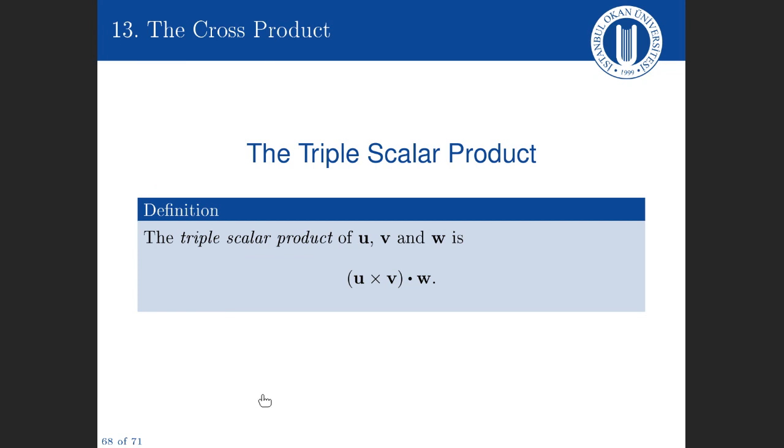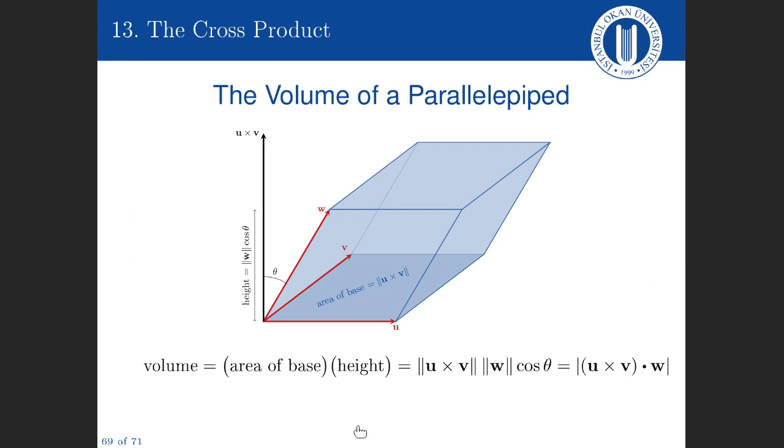One final idea: the triple scalar product of u, v, and w. And it's in this order: first u, then v, and then third w. The triple scalar product of u, v, and w in this order is u cross v dot w. What do we use this for? We can use this for the volume of a three-dimensional object called a parallelepiped.